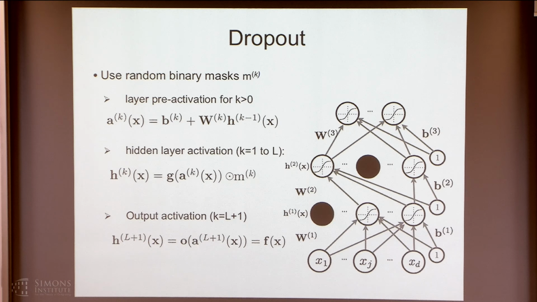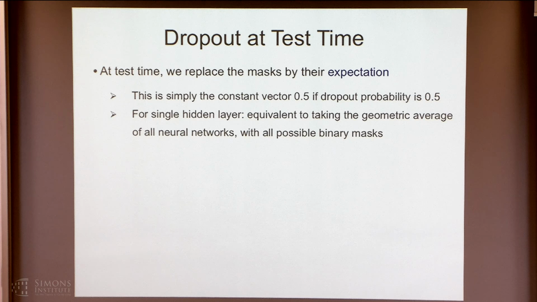At test time, do you also have to apply it? Sorry, yeah, I'll get to the test time. So this is what you do during training time. Now, at test time, you basically replace the masks by their expectations. So it's basically saying that this is simply a constant vector of 0.5, the drop probability.